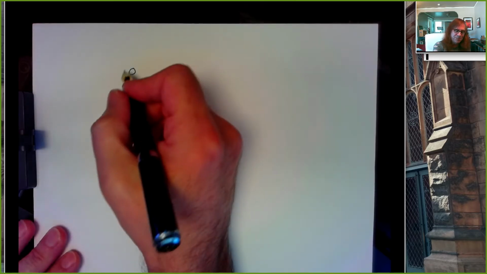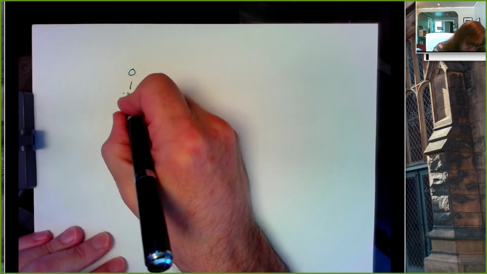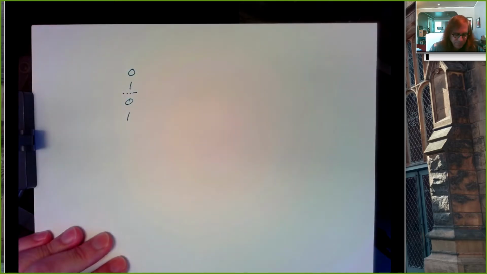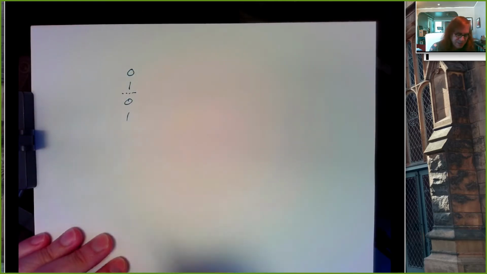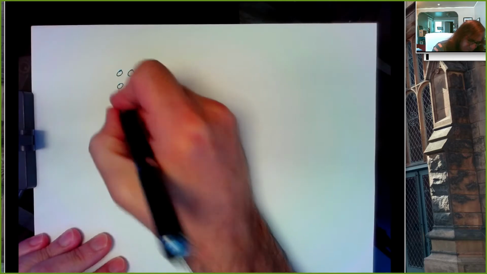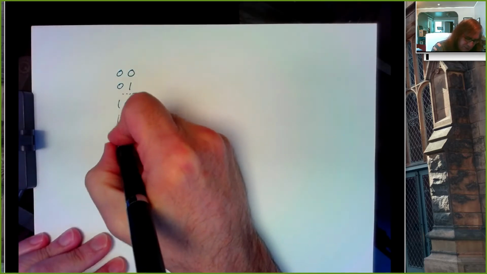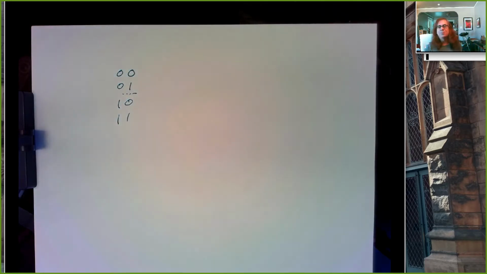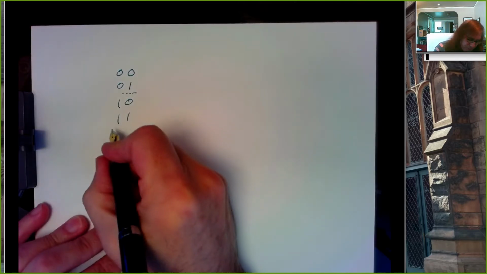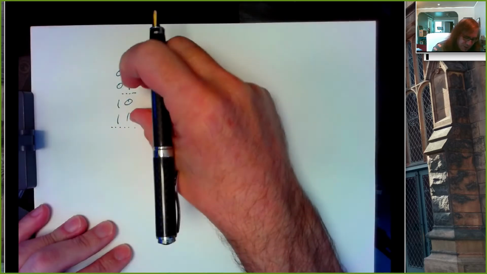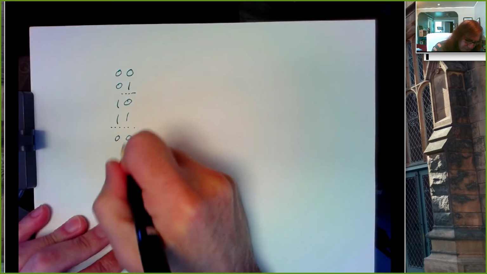So if this is how we count in 1-bit binary, if we want to do 2 bits, what do we do? Just repeat this pattern. So now you've got 2 copies of this. On the first copy, put a 0. On the second copy, put a 1. That's how we count with 2-bit binary. If you want to count with 3-bit binary, repeat this whole pattern.